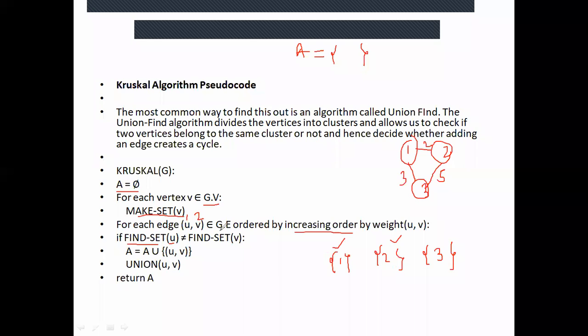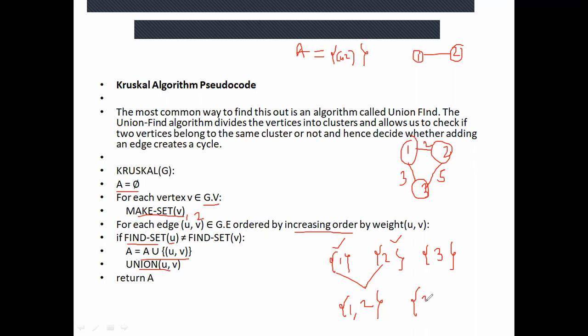If their sets are not equal, what will we do? What will we add to A? We will add this edge 1 2. That means adding the edge 1 2 here means you have started building the minimum spanning tree, in which just the edge 1 2 has been added so far. Then once you have added this edge 1, 2, you will take the union of these two. It will become 1 and 2. There are now 2 vertices in this set and there is one other set, 3.